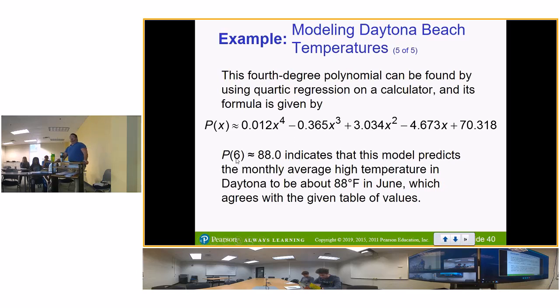Now, what if they tell you to plug in 6? You go to the table, and you look up x is equal to what? 6. And you get 880.